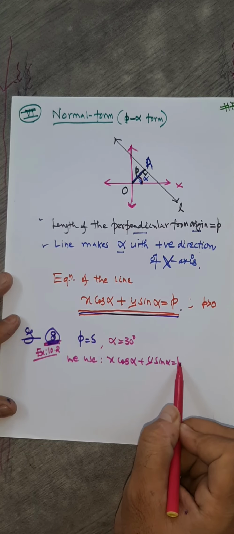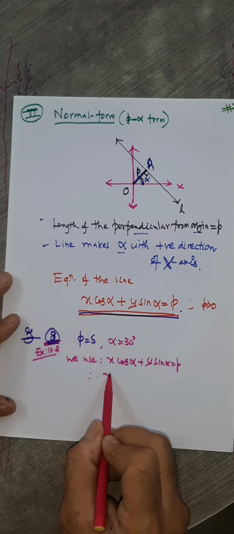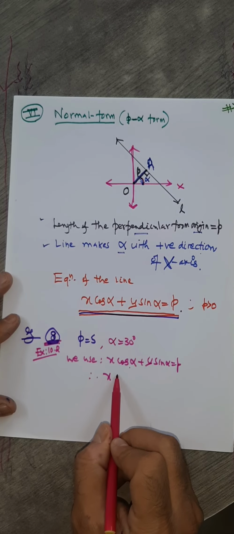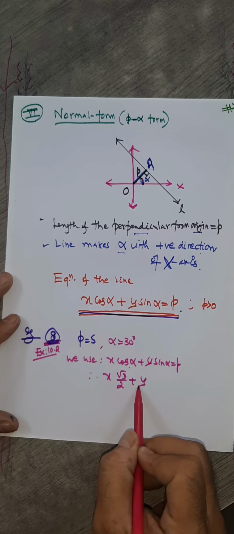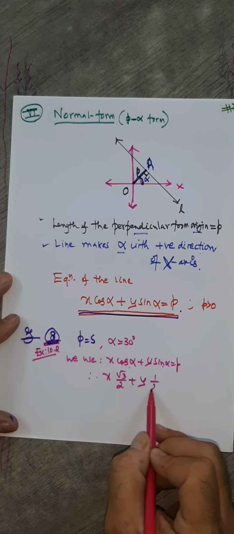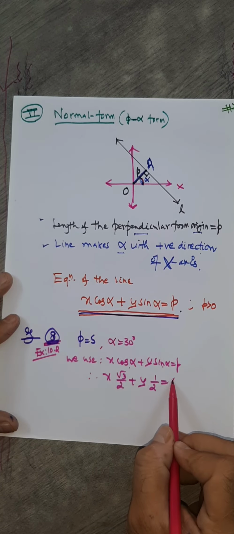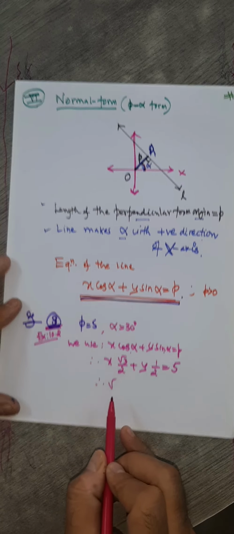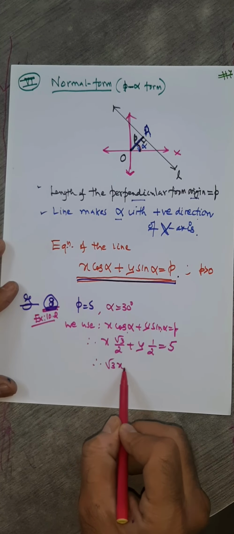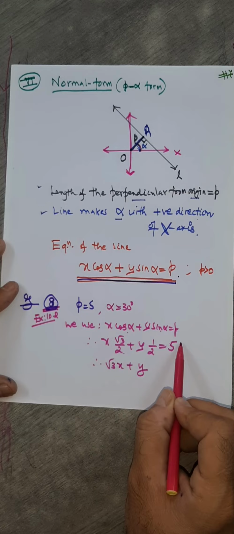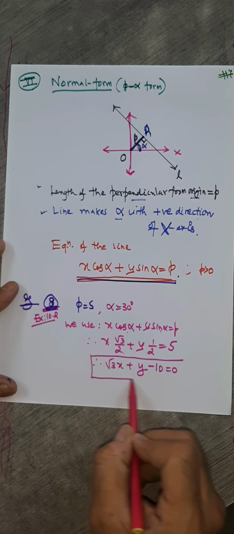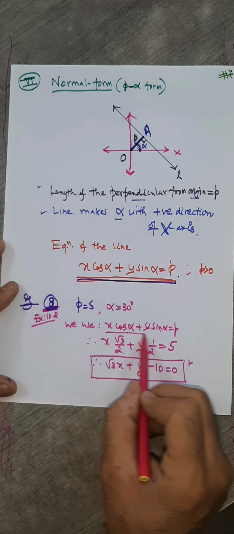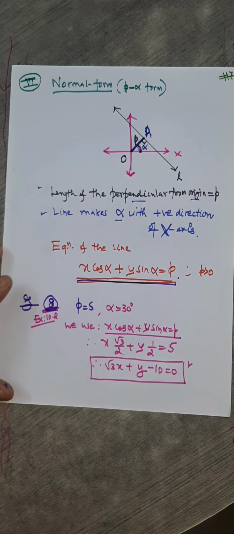Fine. So here x cos alpha, alpha is 30 degrees. What's cos 30 degrees? Root 3 by 2. y sin alpha, what's sin 30 degrees? You know, 1 by 2. What is small p? It is 5. So you will get root 3 x plus y equals 10, so minus 10 equals 0. This is the required line. Which form have I used? The p alpha form.